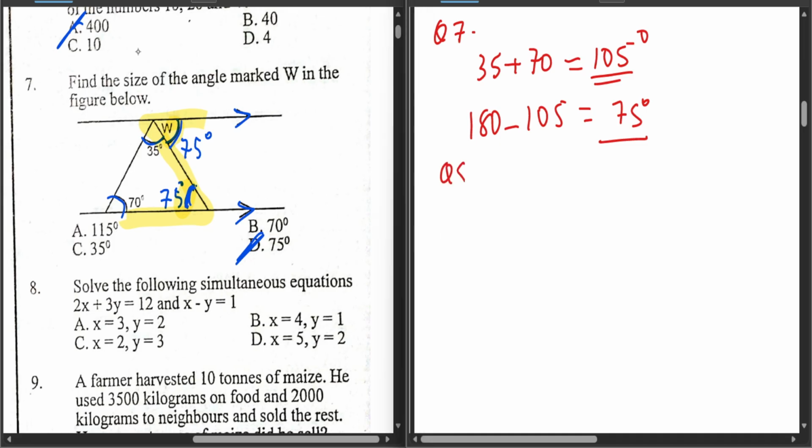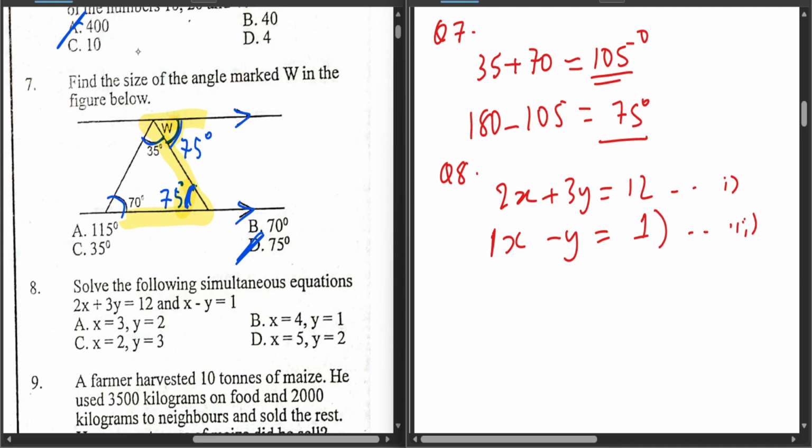Now let's go to question 8. Question 8: solve the following simultaneous equations. 2x plus 3y is equal to 12. We also have x minus y is equal to 1. So let's find the value of x and the value of y. This is equation 1, equation 2. They're not similar. Let's make them similar. The coefficient for x here is 1. So let's multiply. As usual, this 2 we bring down here, this 1 we bring up here.